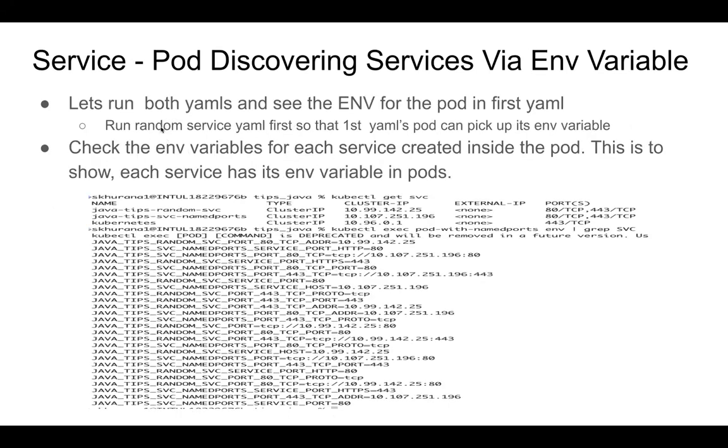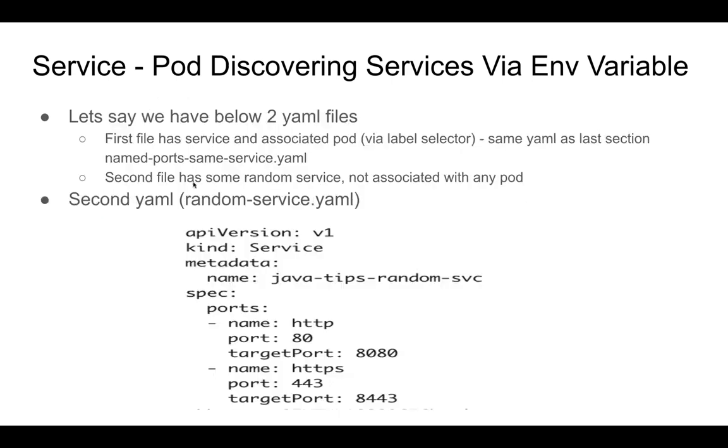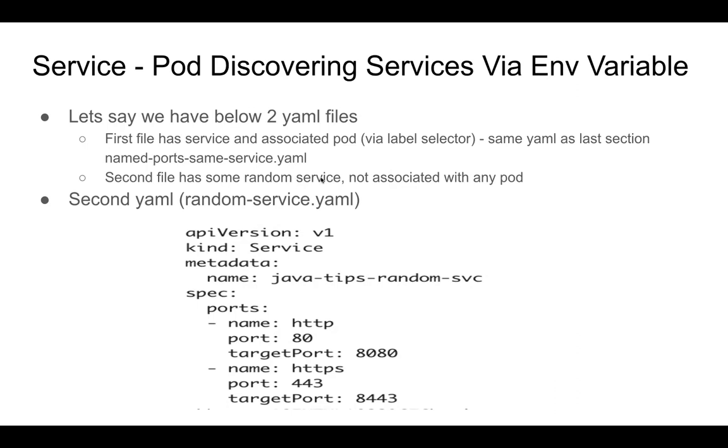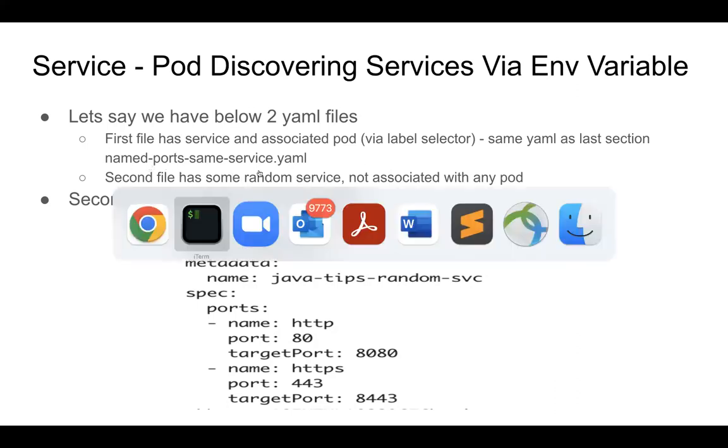So what we'll do is run the random service. Here I'm running the random service YAML first. This is some random service YAML I've created, and see the environment variable for the pod in the first YAML. Now check the environment. Here I'm showing you the other way. Let's go through these YAML files. Name pod same service YAML.